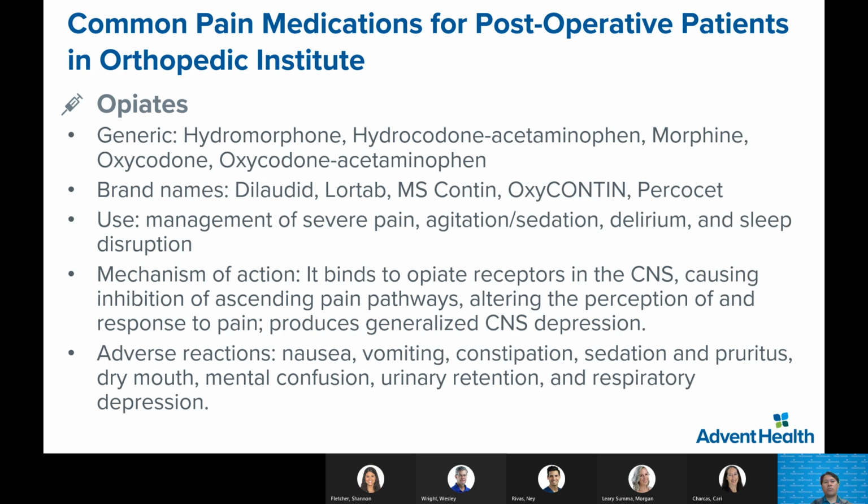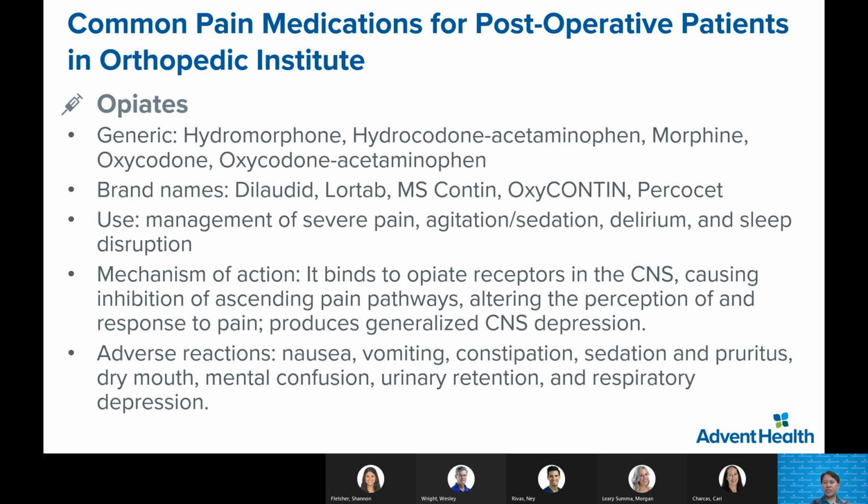The next drug class is opiates or opioids. Opiates is a type of analgesic agent derived from opium poppy. It's a kind of plant. Generic drugs are hydromorphone, hydrocodone, morphine, and oxycodone. Brand names that we use are Dilaudid, Lortab, MS-Contin, OxyContin, and Percocet. It is used for the management of severe pain. Remember, it's for severe pain. Hydromorphone is particularly used for the management of pain and sedation of critically ill patients.